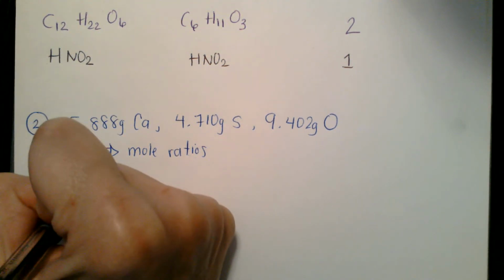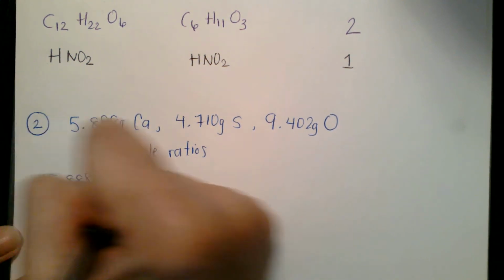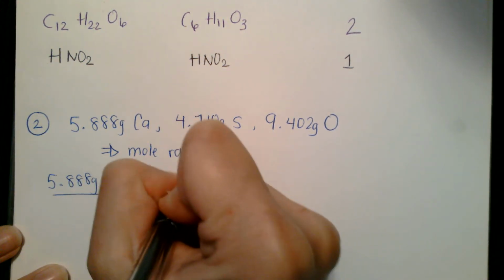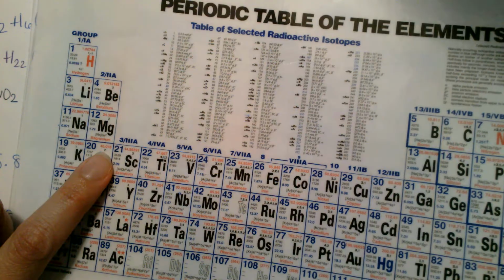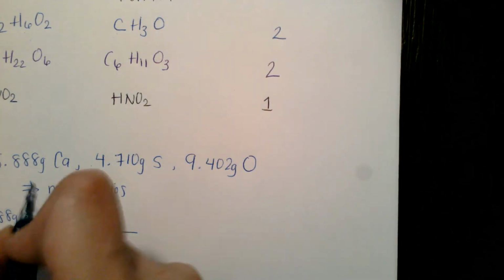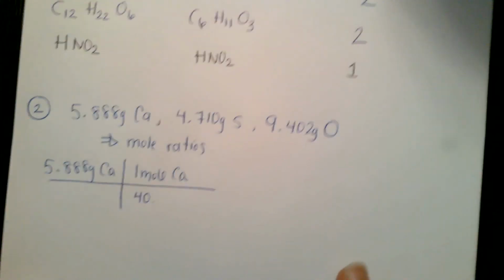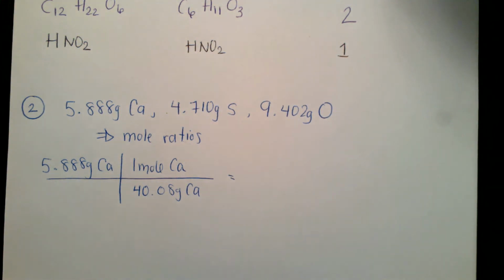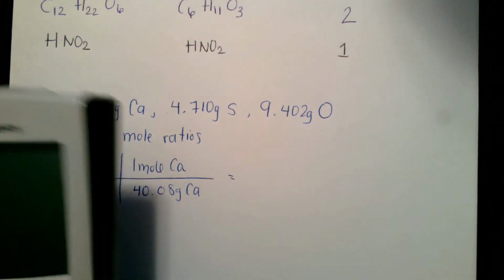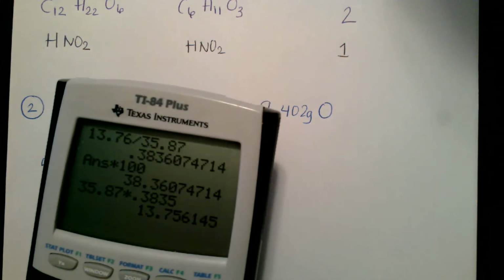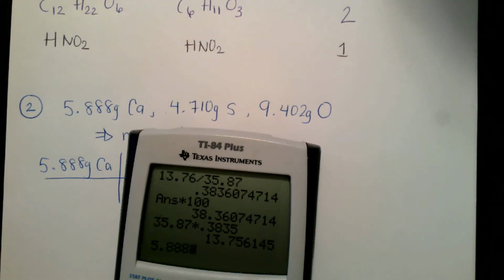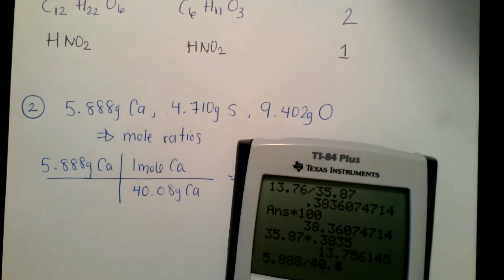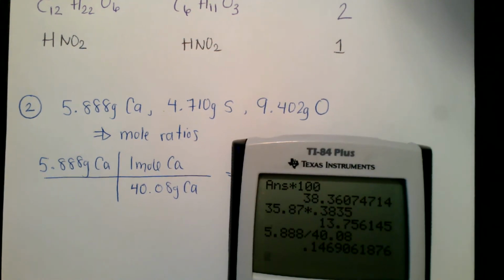So 5.888 grams of calcium. To turn it into moles, we have 1 mole of calcium for every, look this up, 40.08 grams of calcium. Okay, so on our calculator, we have 5.888 divided by our 40.08 gives us 0.14691 moles of calcium.